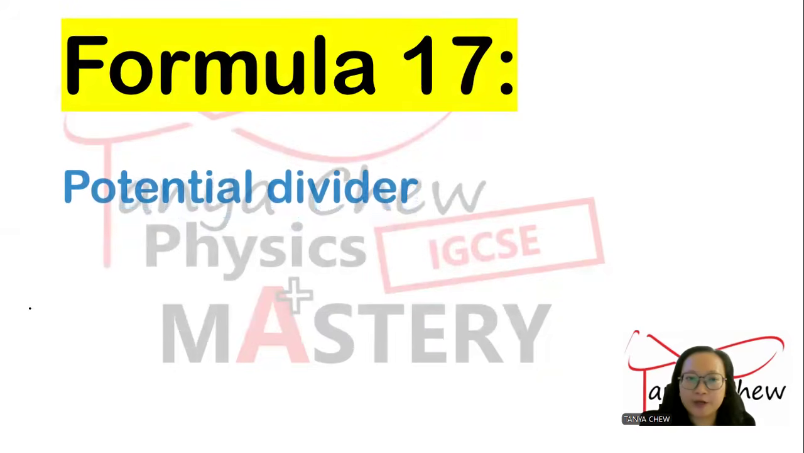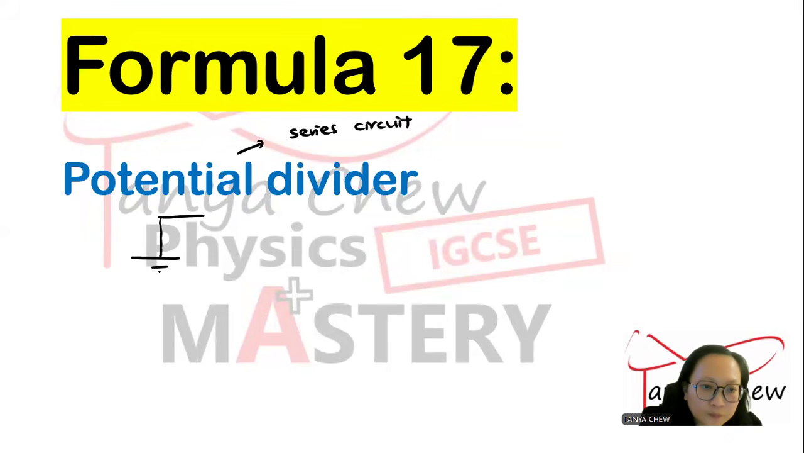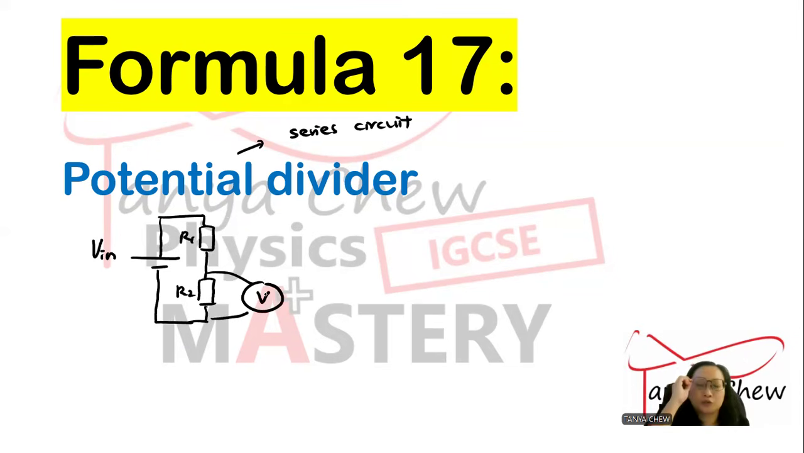The next formula is potential divider. Potential divider, I want you to bear in mind, this is only valid to series circuit only. So I will draw this out. Okay, this one I call it as V input. This is R1, this is R2, and the voltmeter is being connected to R2, right?